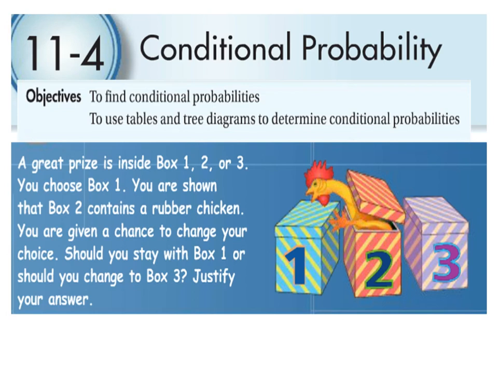We've got a great prize inside of either box 1, 2, or 3. And here's a possible scenario for how this could play out. So you choose box 1. And then you are shown that box 2 contains a rubber chicken. So unless you're a real big fan of rubber chickens, not a great prize. You're given a chance to change your choice. So the idea is, should you stay with box 1 or should you change to box 3 in order to try to get the great prize?